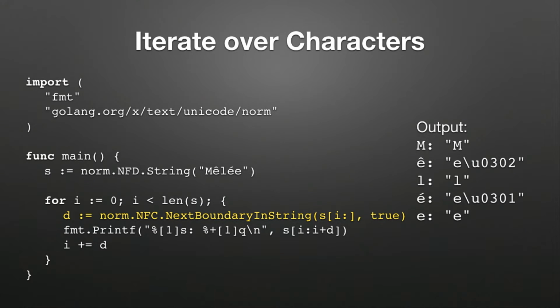In the Unicode norm package, there's a function called nextBoundary, or actually it's a method, NextBoundaryInString, and you can use this to iterate over groups of code points that should be considered in unison. This does not handle emoji because that has its own whole different universe of handling, but it gets you a long way.